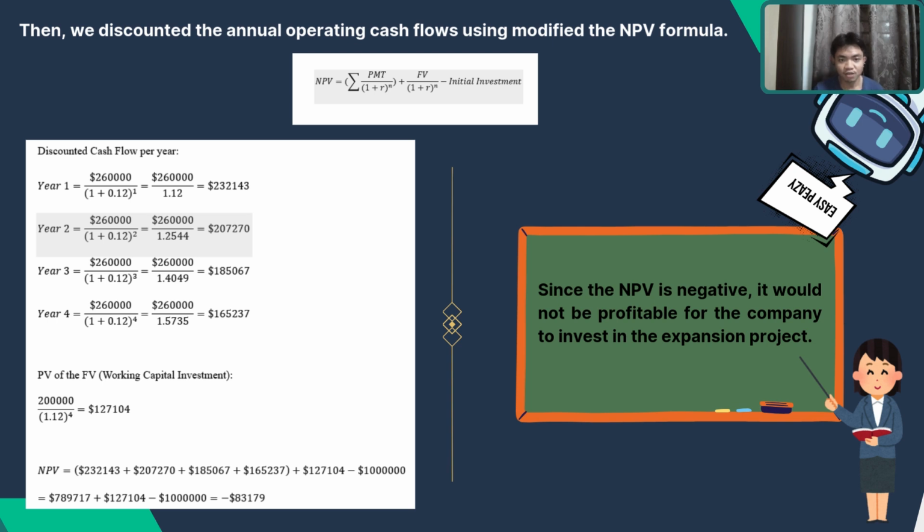Then we discount the annual operating cash flow using a modified NPV formula, which is NPV equals the sum of PMT, which is the payment, divided by (1 plus R) to the power of N, which is the number of periods, plus the present value of the investment, which is FV divided by (1 plus R) to the power of N, and minus the initial investment. So you must find the discounted cash flow per year first.